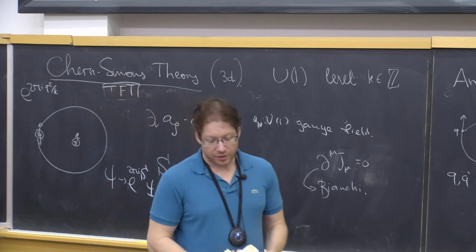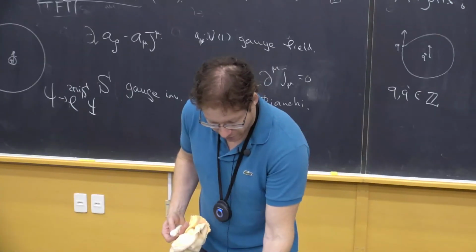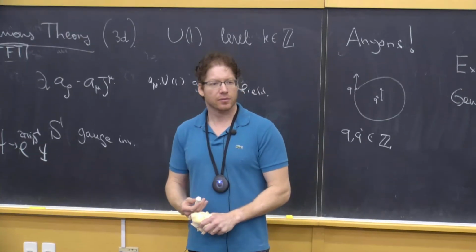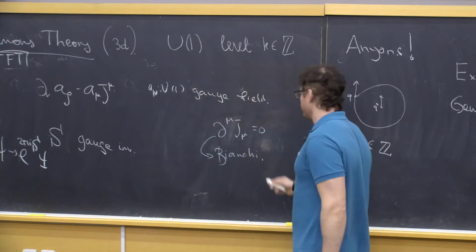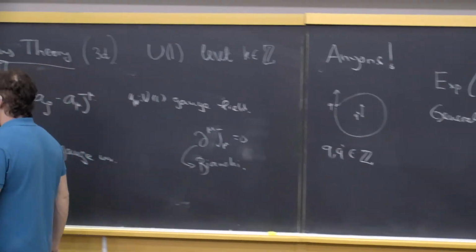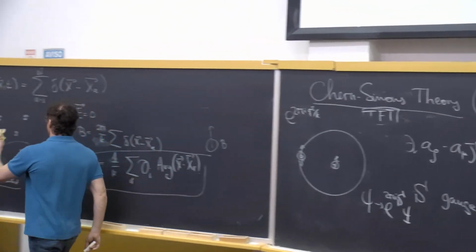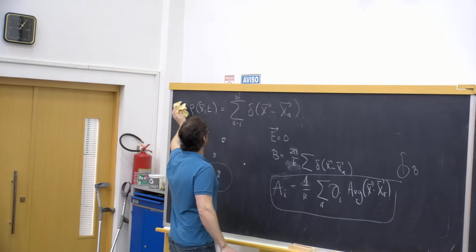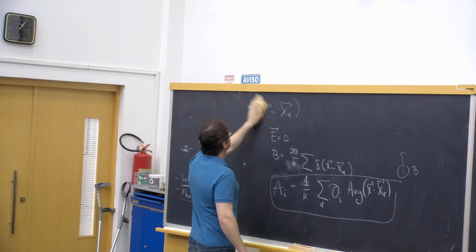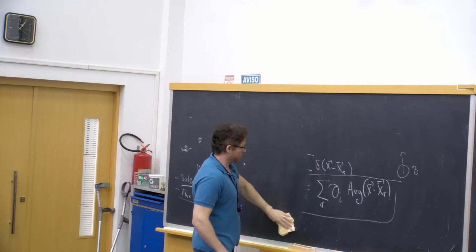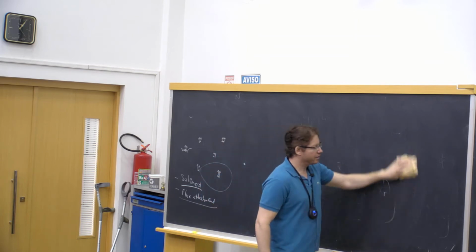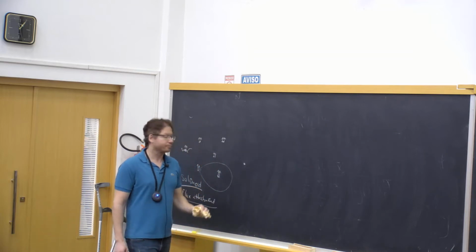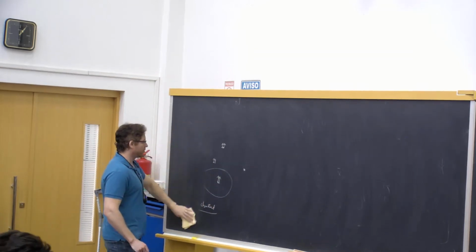So the thing that I want to discuss now is the question of why k is quantized. I haven't yet explained why k is quantized. I'll erase that. All the formulas that I've written so far make sense even when k is not quantized to be an integer.